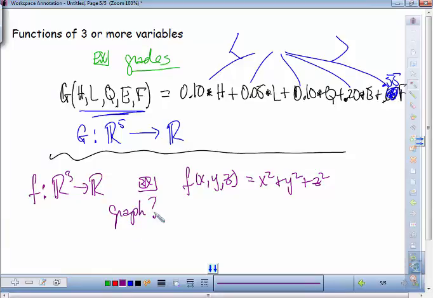How? We can't visualize something in 4 dimensions, and this has an x, a y, and a z, and then a 4th output variable, so we can't visualize this in 4 dimensions. We can only visualize things in 3 dimensions. So how can we use a graph to represent this function? Yeah?